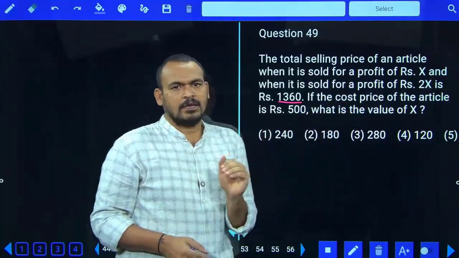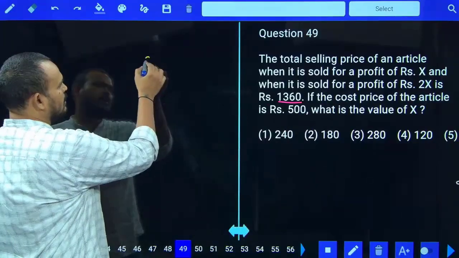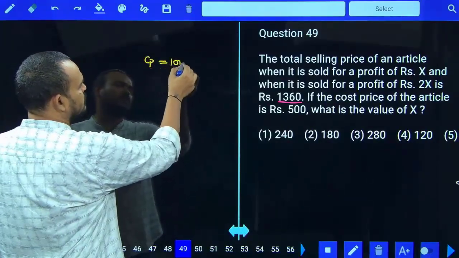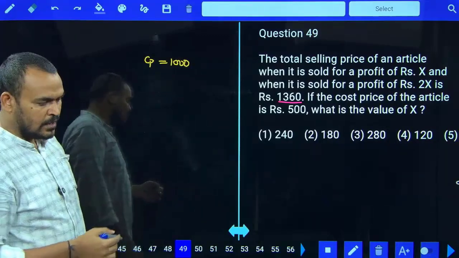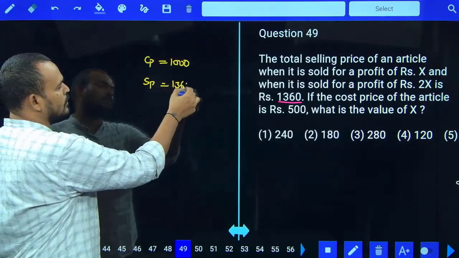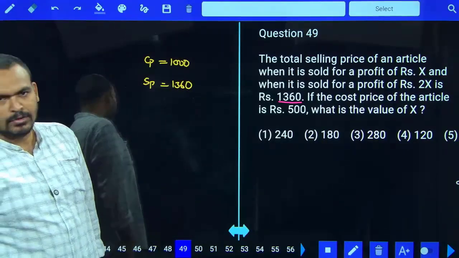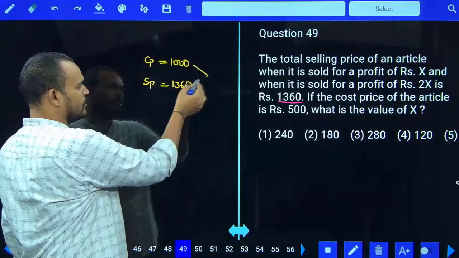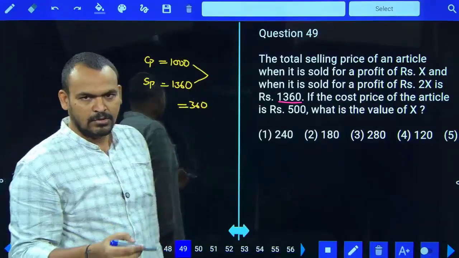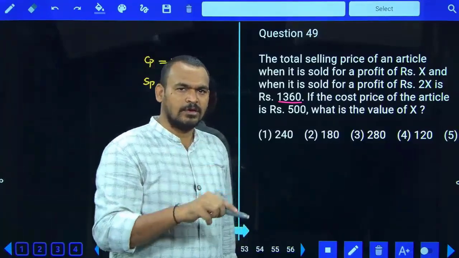500. Each article's cost price is 500. So the total cost price of two items is how much? 500 plus 500, how much? 1000. Next, the total selling price of two items is 1360. We know the total cost price and the total selling price. What is the total profit? 360. That 360 equals profit on the first item plus profit on the second item.